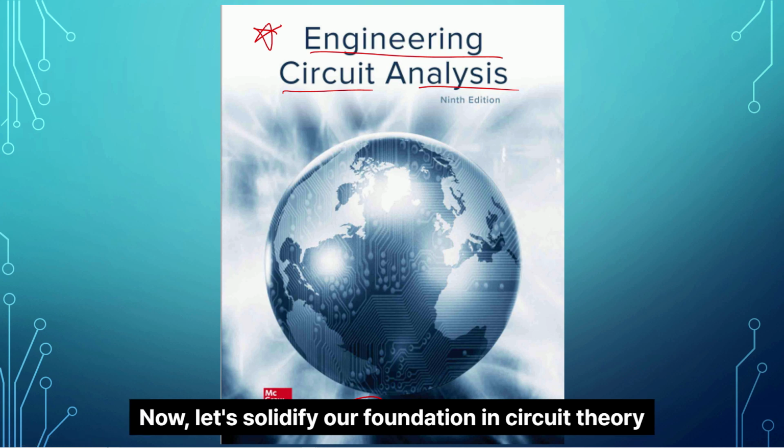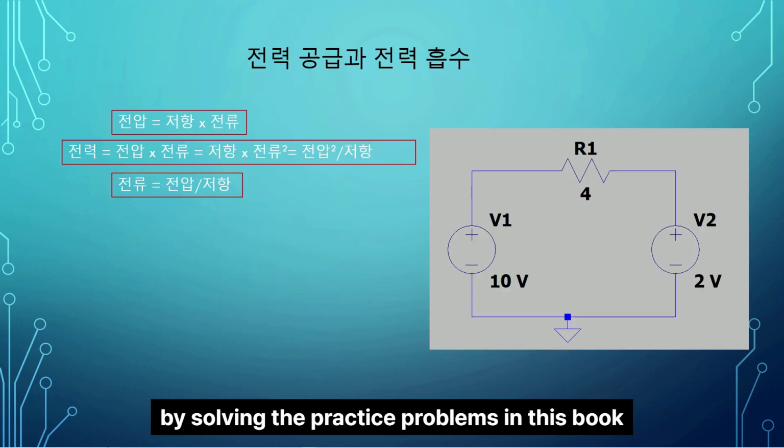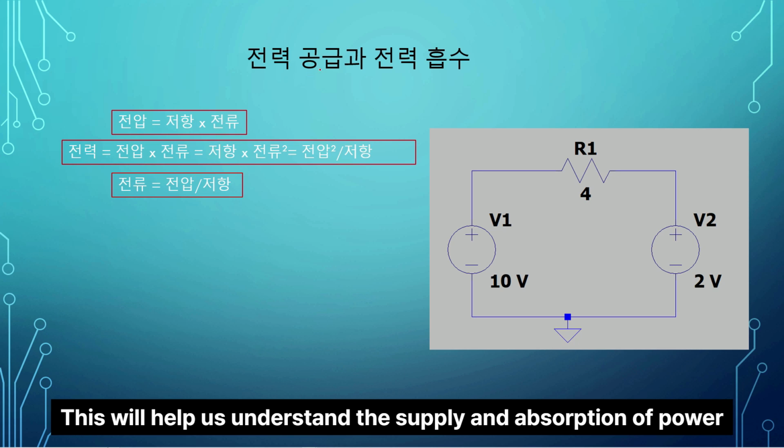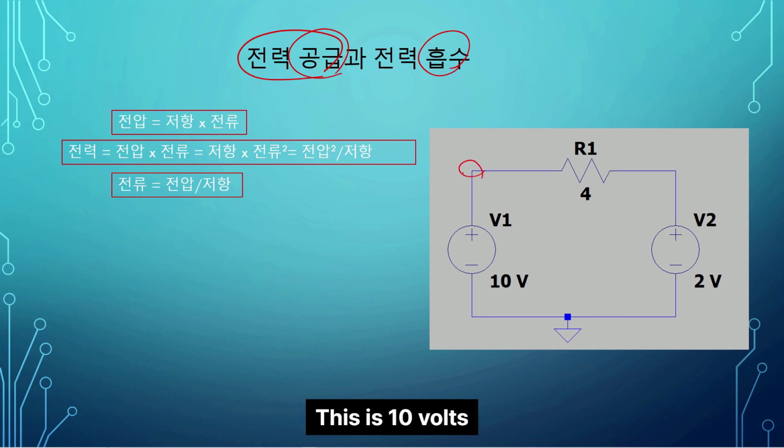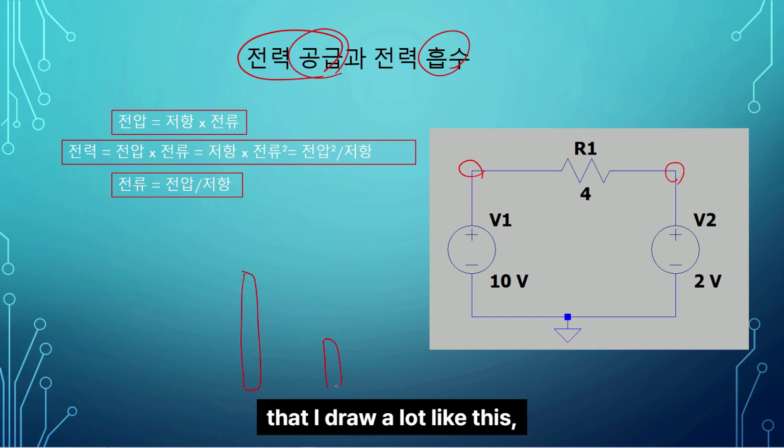Now, let's solidify our foundation in circuit theory by solving the practice problems in this book. This will help us understand the supply and absorption of power. Alright, I've put an example here. This is 10 volts. This is 2 volts. Well, now you see that I draw a lot like this.